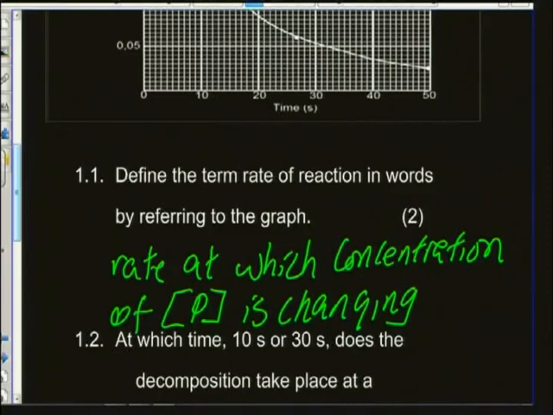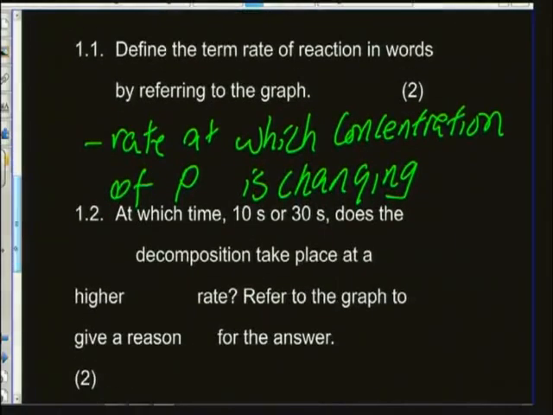By the way, note that it's okay even if we don't have the square brackets over there, because these square brackets actually mean concentration. So we can just basically put P over there. So that's the rate at which the concentration of P is changing. That is how you would have defined your reaction rate. And then let's look at the next question, which is question number 2.